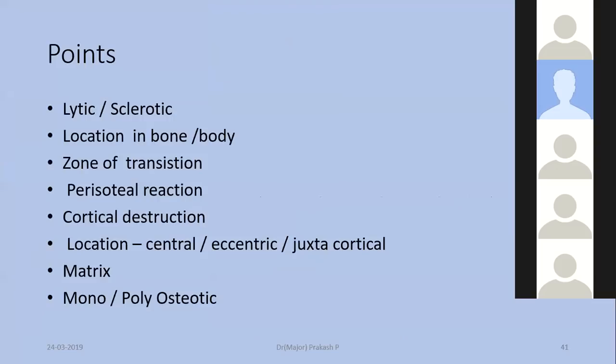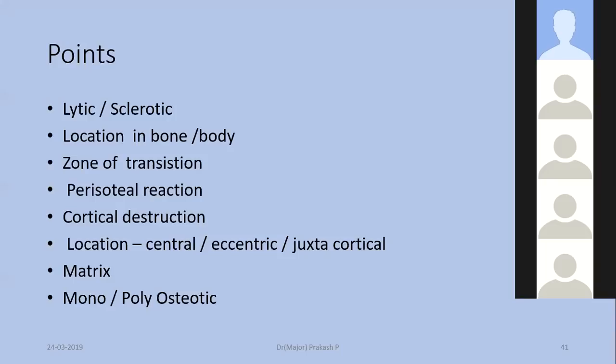I'll come back to this later. So the descriptors in any case: first, whether it's a lytic lesion or a sclerotic lesion, you should describe this first. Next, where is the location in the body, whether it's the upper limb or lower limb, femur, tibia; you have to mention the bone. And in the bone, where is it, whether it's the diaphysis or epiphysis, so that is the second location. Then the most important thing is the zone of transition, whether it is a narrow or a wide zone of transition. Everything has its own significance. A narrow zone of transition means an abrupt ending; it can be a more benign or less aggressive lesion, whereas a wide zone means a more aggressive one.